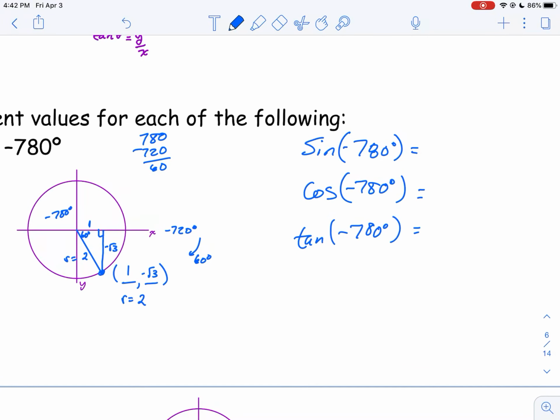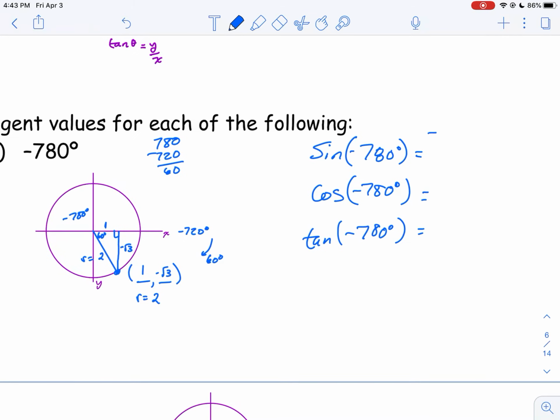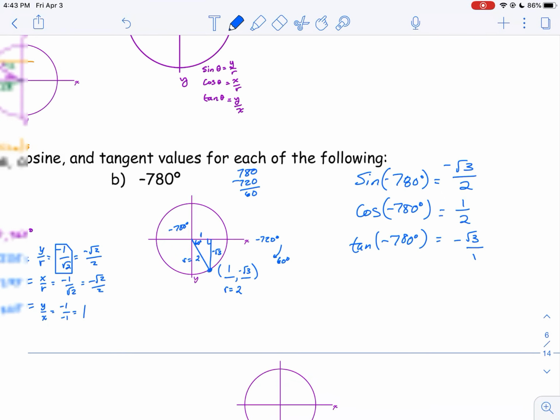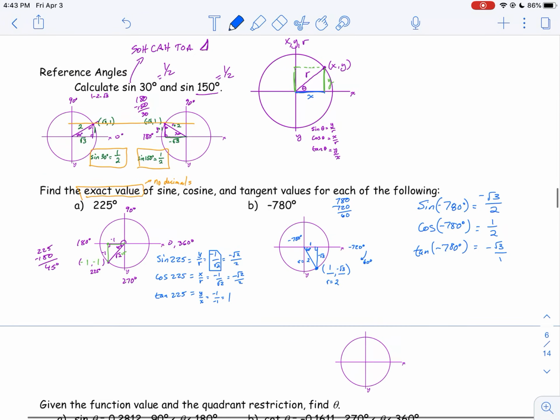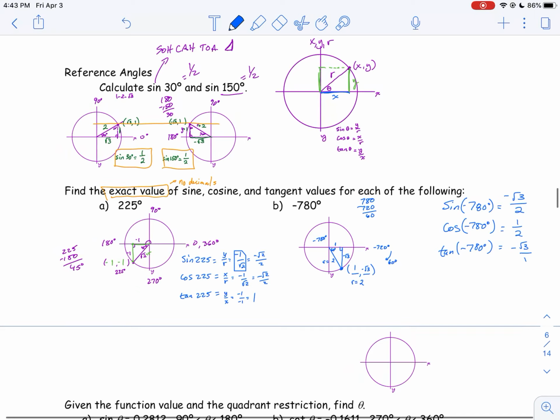All right, so now we just need to plug it in. Sine, in terms of x, y, and r, is y over r, so it's negative square root of 3 over 2. Cosine is x over r, 1 over 2. Tangent's y over x, so negative square root of 3 over 1. And there you have it. We have the exact values for sine, cosine, and tangent.